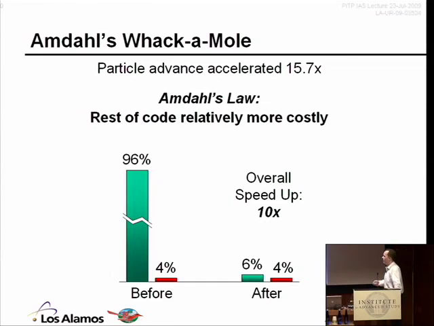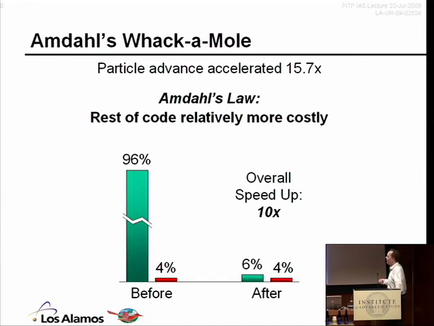So this means we get to play Amdahl's whack-a-mole. We sped up our particle advance by 15.7, and Amdahl's law teaches us that the rest of the code becomes relatively more costly. So if I look at a lot of VPIC runs, what we might find is that 96% of the time was spent pushing particles, and 4% of the time we were solving fields and doing diagnostics and the other little bits of the computation. If I then apply this to Amdahl's law, what we find is that this 96 gets divided by about 16. It becomes 6. We get an overall speedup of about tenfold.